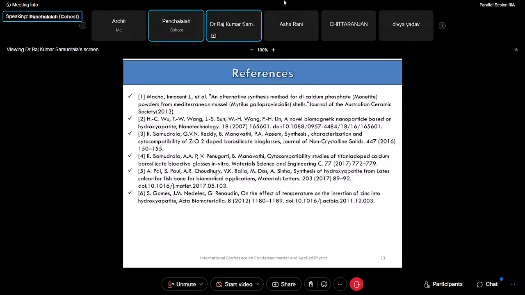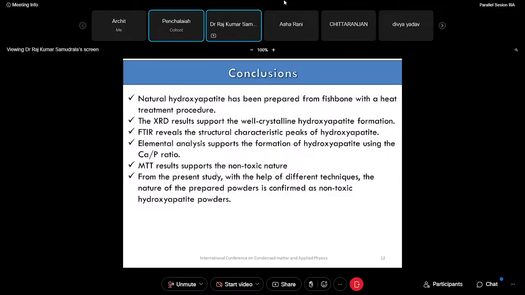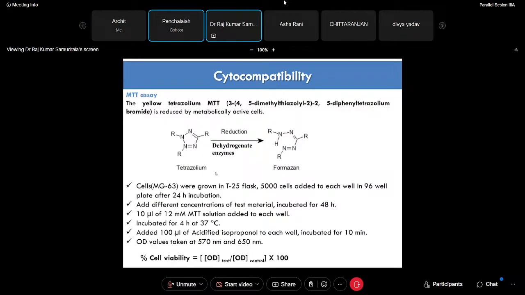Okay. So what is the major, Dr. Rajkumar, Sir, what is the major application of your work?